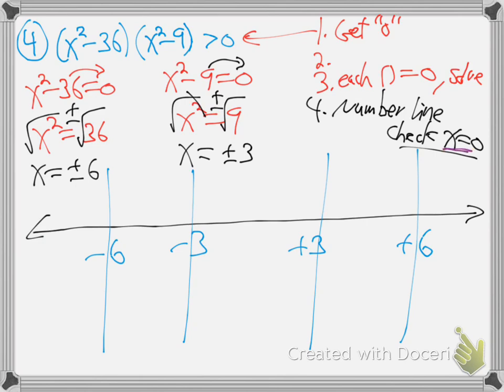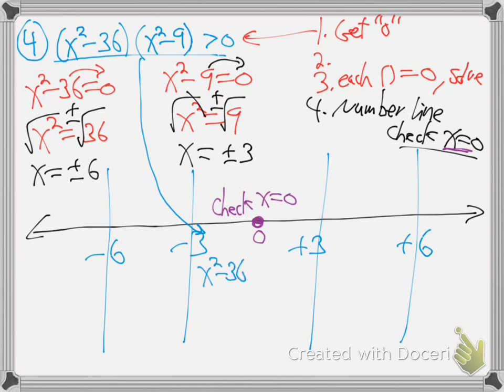X is 0. It's usually what I check. So right here where 0 is, check x is 0. Right there, that's 0. And what am I going to check with the original equation? Grab the original, bring it down here. We have x squared minus 36 times x squared minus 9 greater than 0. So put in the 0. You're going to get minus 36 times minus 9 greater than 0.